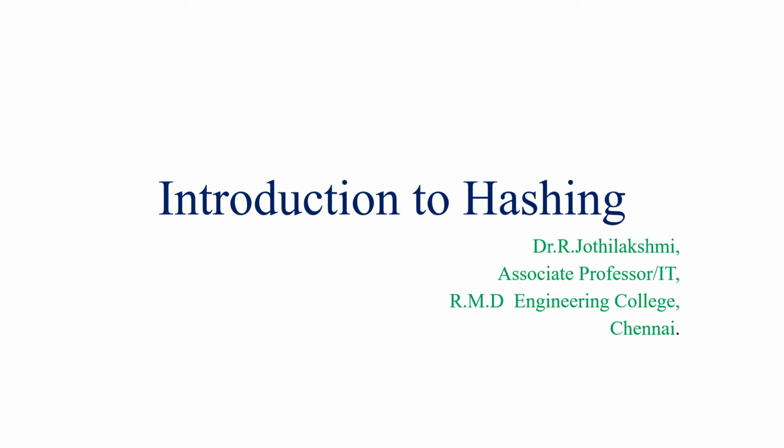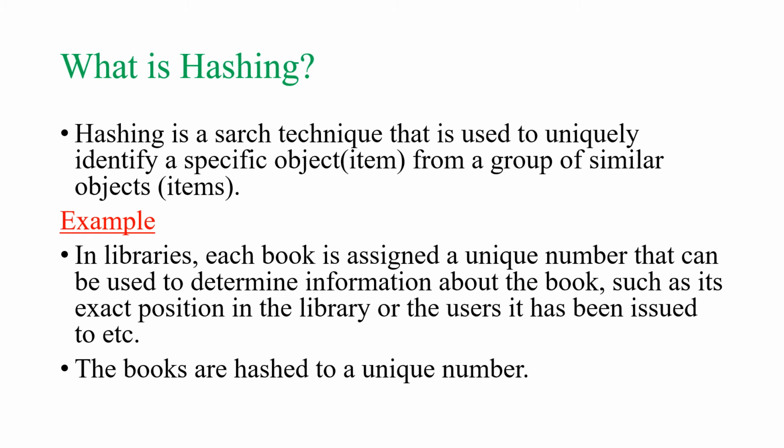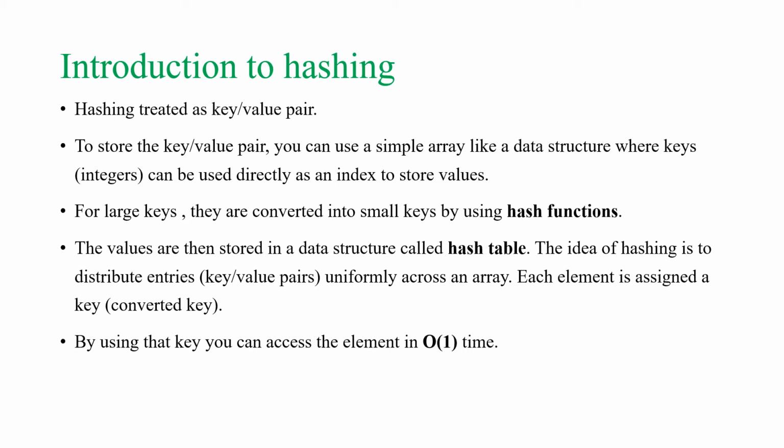In this section, we are going to discuss hashing techniques. What is hashing? Hashing is a search technique used to uniquely identify a specific object or item from a group of similar objects. For example, in libraries, each book is assigned a unique number that can be used to determine information about the book, such as its exact position in the library or the users it has been issued to. The books are hashed to a unique number.